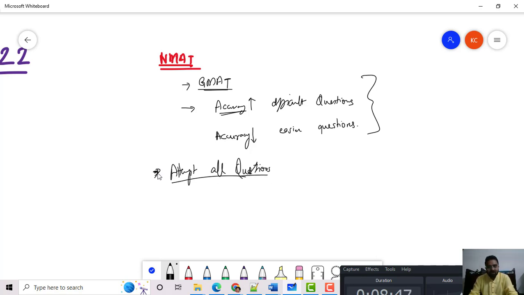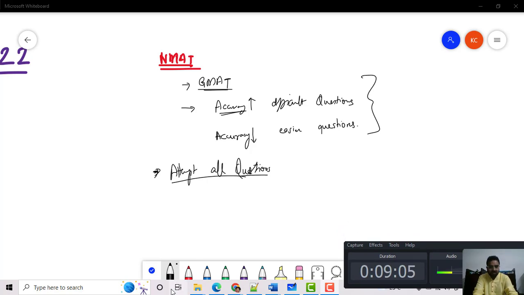Being slow is of no use, you have to move quickly, because you need to reach the end. That is why, if you are getting a difficult question, obviously you need to be much faster. So that is the general difference between other exams and NMAT.